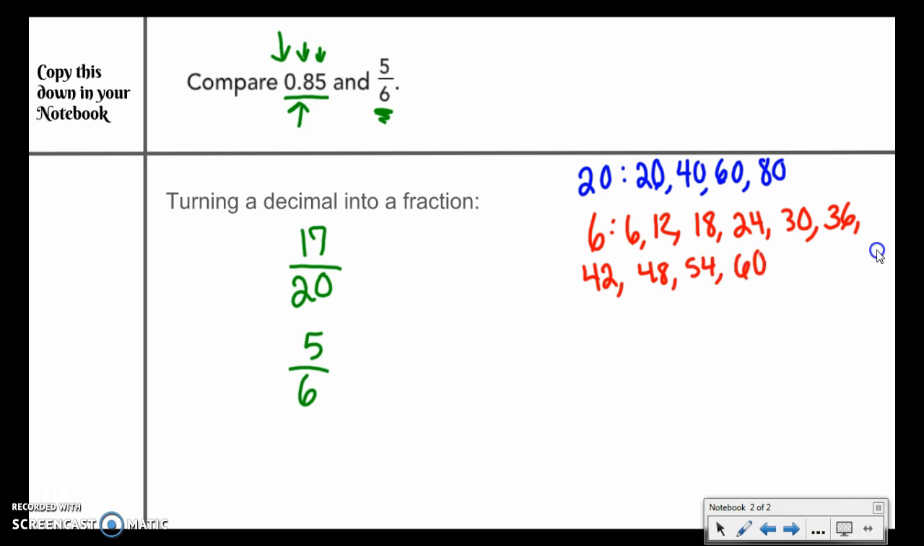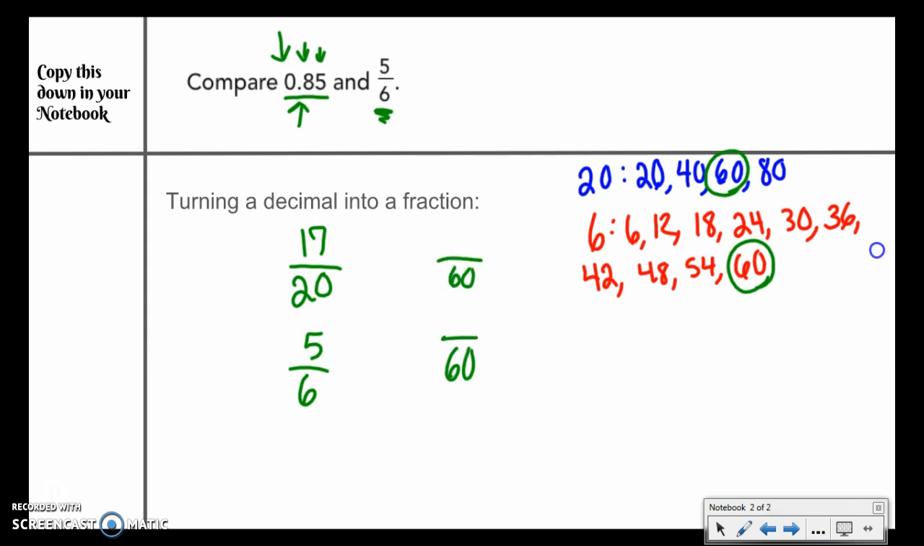We know that both numbers can go into 60, because 60 is in both lists of multiples. So it's the smallest number that 6 and 20 can both go into. You're going to use that as your new denominator. That's your new denominator, 60. 60 is the smallest number that 20 and 6 can both go into.